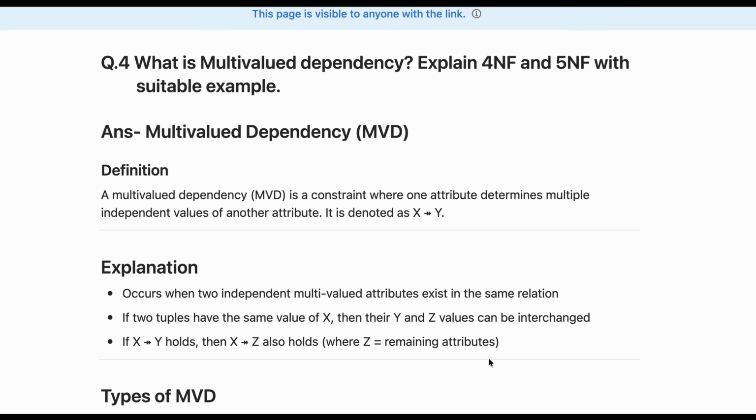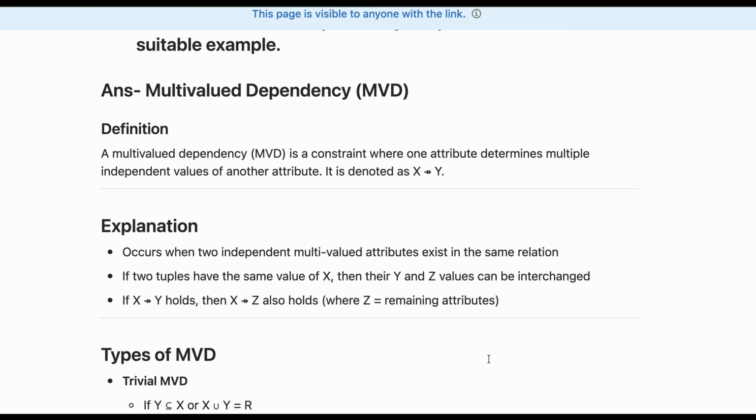A multivalued dependency occurs when one attribute determines multiple independent values of another attribute. It is denoted as X determines multiple values of Y. This situation arises when two or more independent multivalued attributes exist in the same relation. For example, if an employee has multiple projects and multiple dependents, both independent of each other, then MVD occurs.